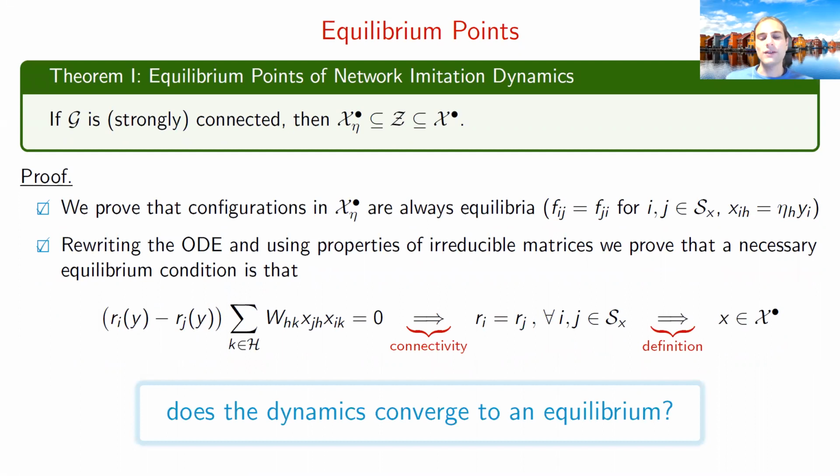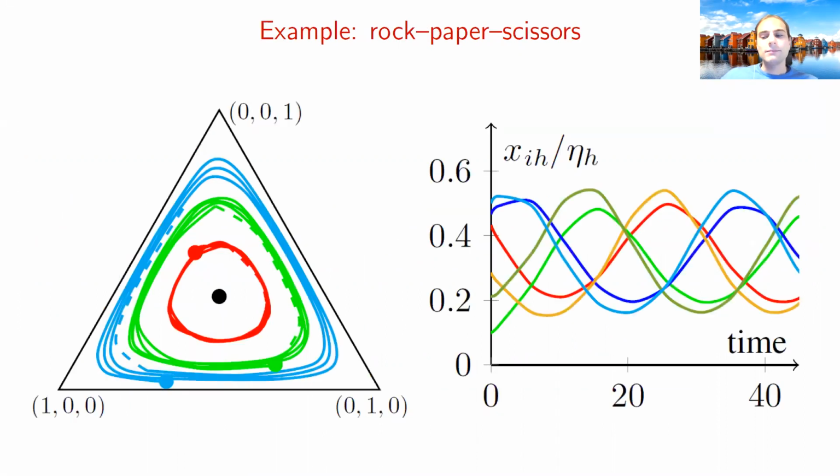Okay, so now that we have characterized the equilibria of network imitation dynamics, the question is, does the dynamics actually converge to these equilibria? And in general, the answer is no. To show this, it's enough to simulate a very well-known game like rock, paper, scissors and simulate imitation dynamics for this game. We plot the results and we see a very nice oscillating behavior, which means that in general, it's not true that the network imitation dynamics converge to Nash equilibria. We need some further assumptions.